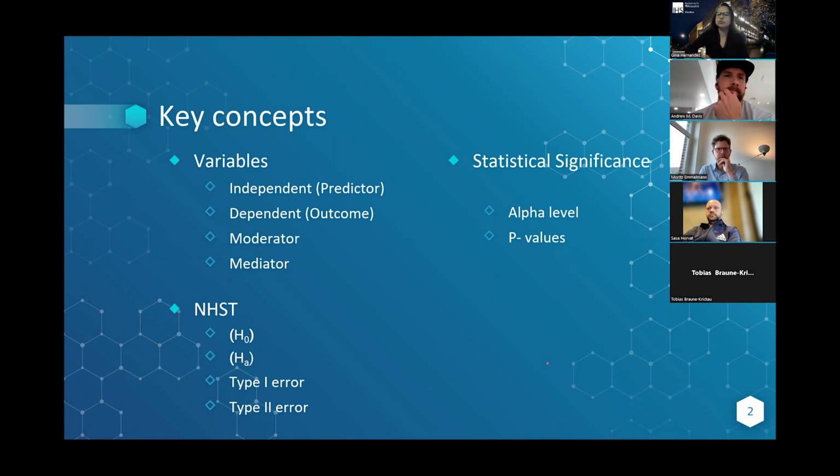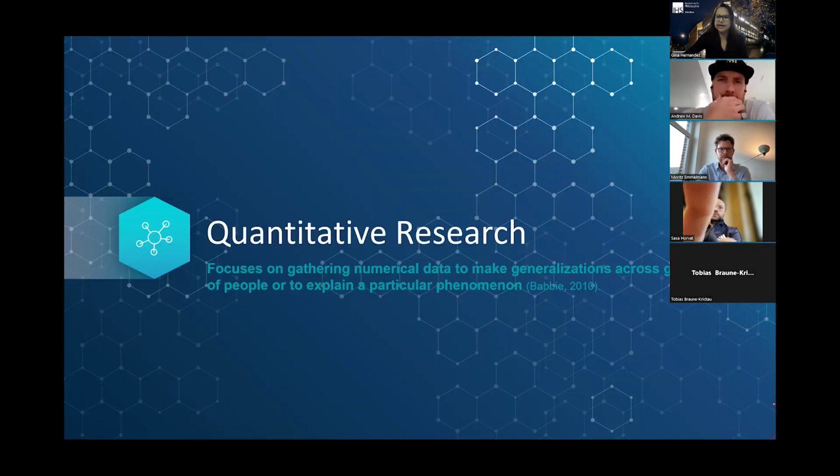Obviously, I will try to simplify the terms, and I will try to be straightforward. Let me know if something else is missing in my explanation, but it's really important that after today you are familiarized with these concepts, okay? So let's start talking about quantitative research.